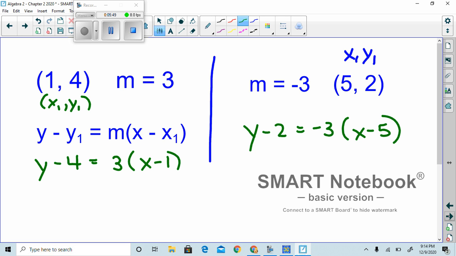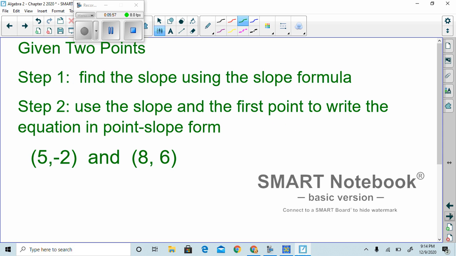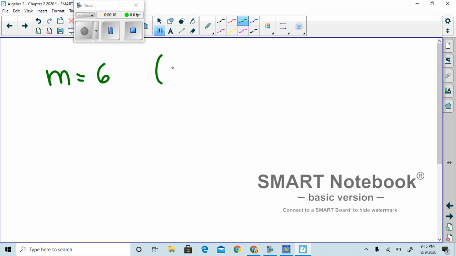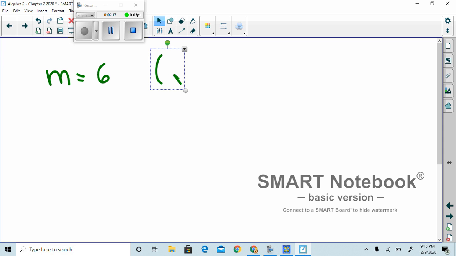There's only one little variation of this, and that's sometimes you'll encounter a negative coordinate. Let's see if I happen to have one of those to show you. And let's just go back. I'll create one of those. What if I had m is equal to 6, and maybe I had, let's say, a negative 2 and 5.